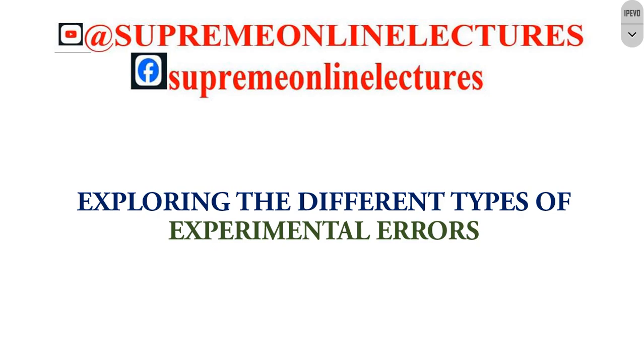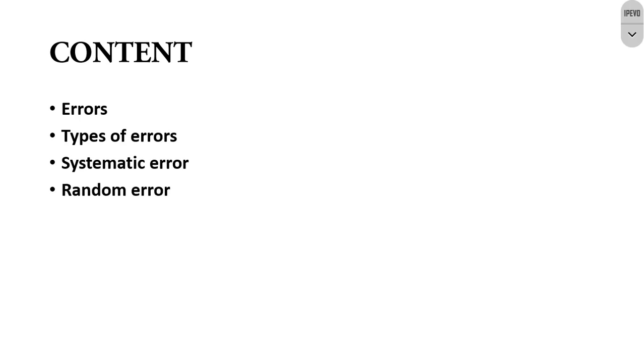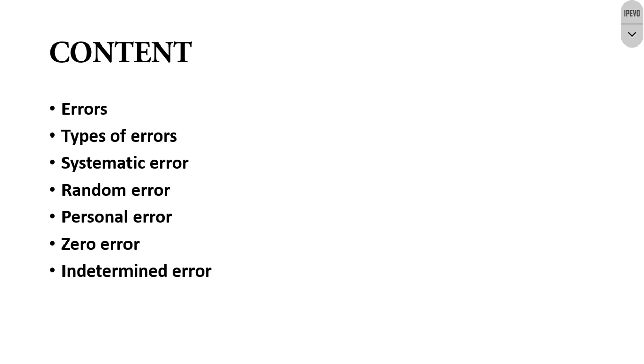In this lecture, we would be exploring the different types of experimental errors. At the end of these lectures, viewers would be able to define the term error and then state the types of error under the following: systematic error, random error, personal error, zero error, indeterminate error, and then we consider some questions and answers.